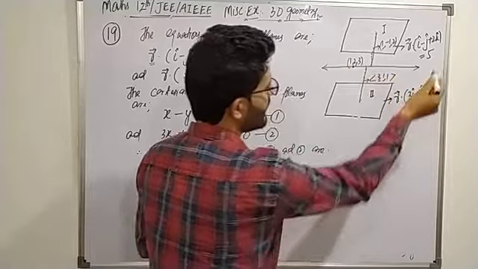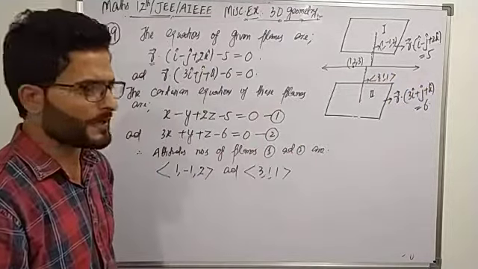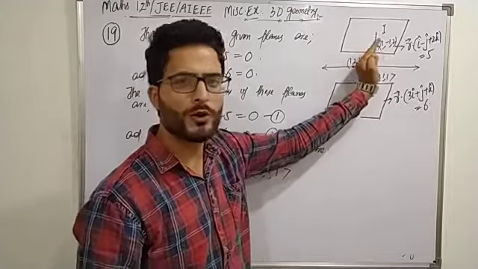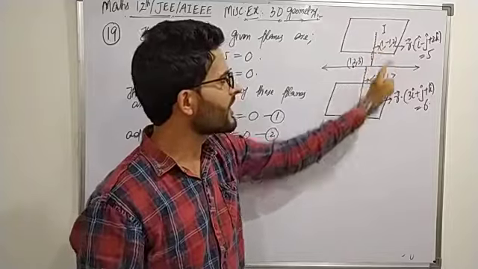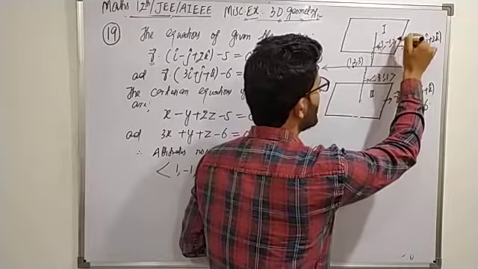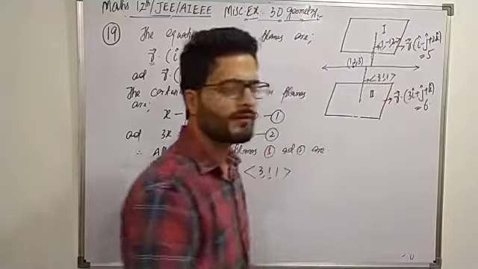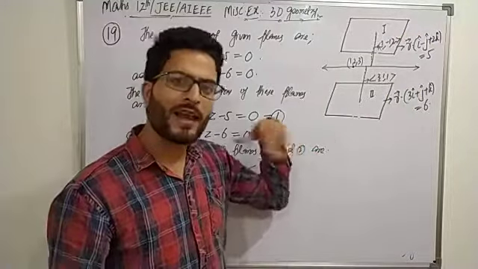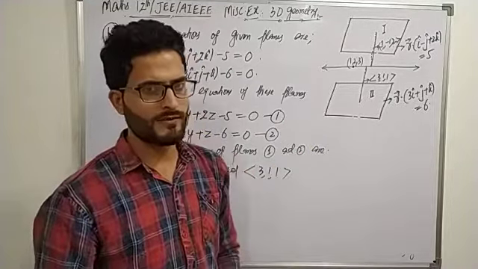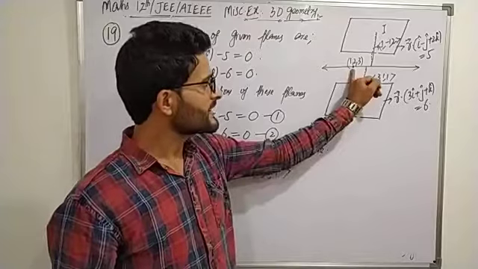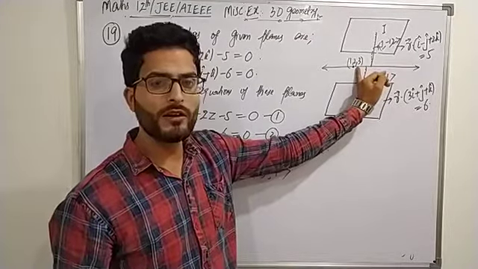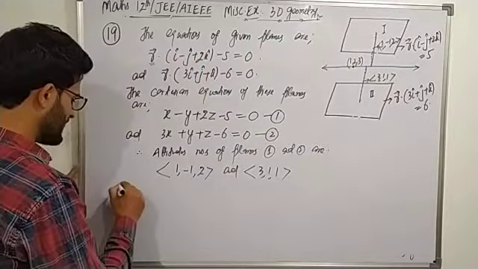Now since the required line whose equation we have to obtain is parallel to the planes, it must be perpendicular to their normals, having direction ratios as the ordered 3-tuple of 1, minus 1, 2 and the ordered 3-tuple of 3, 1, 1. Since the line is parallel to the planes, it must be perpendicular to their normals, right? Now since the line is passing through the point (1, 2, 3), we can find its equation in one point form.